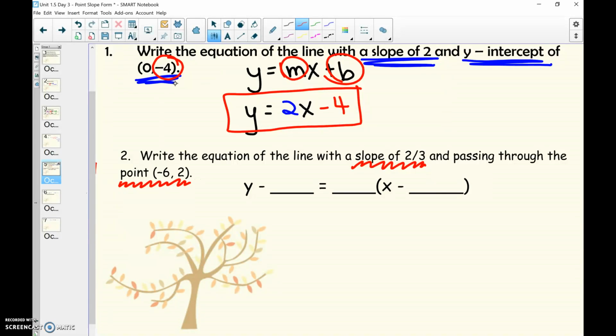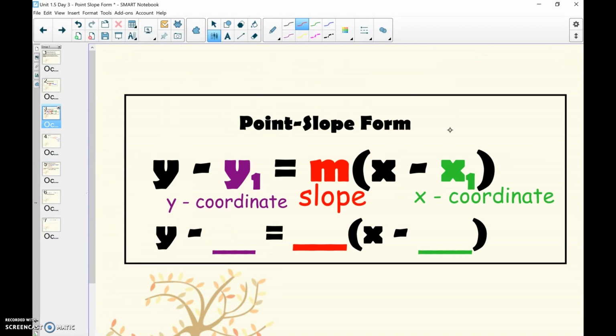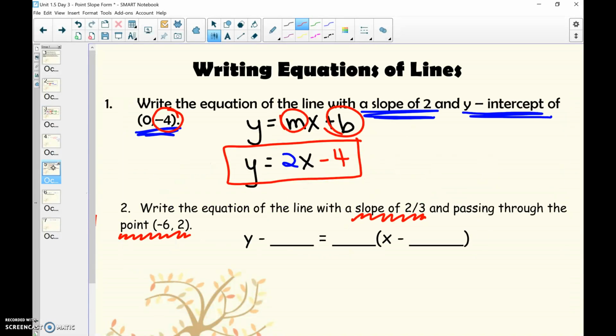Kind of like this one here. Does it look like that one? No. Not only does it not say y-intercept like the first one did, it doesn't have a 0 in the problem, which is what you have to have for an intercept point. That's why we have the point slope form. When they give you just a random point and then the slope that goes with it, you use this to figure out the equation that you want.